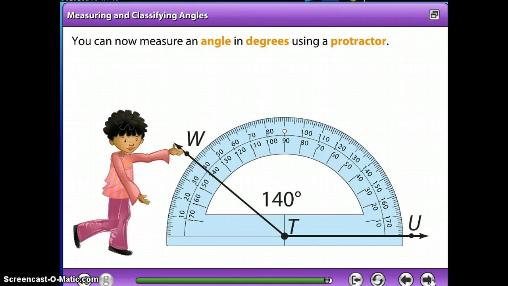You can now measure an angle in degrees using a protractor.